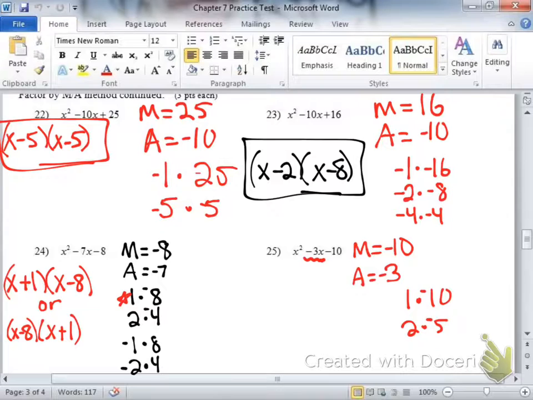Again, if you can't remember that, make the list twice and just give the other one the sign. Make negative 1, positive 10. Negative 2, positive 5. And see which one of all the lists works. You'll end up not using that second list really, but if it's helpful for you, go for it. This is the one that works. So we're going to have x plus 2, x minus 5.